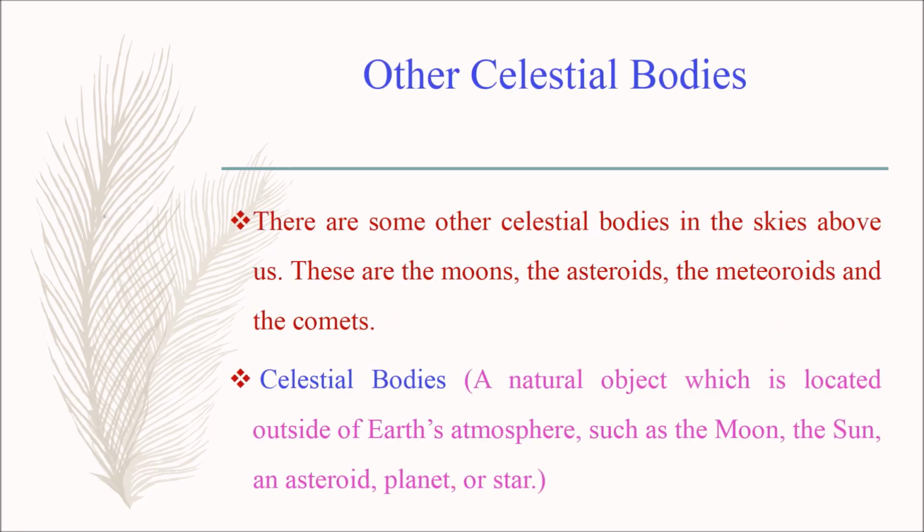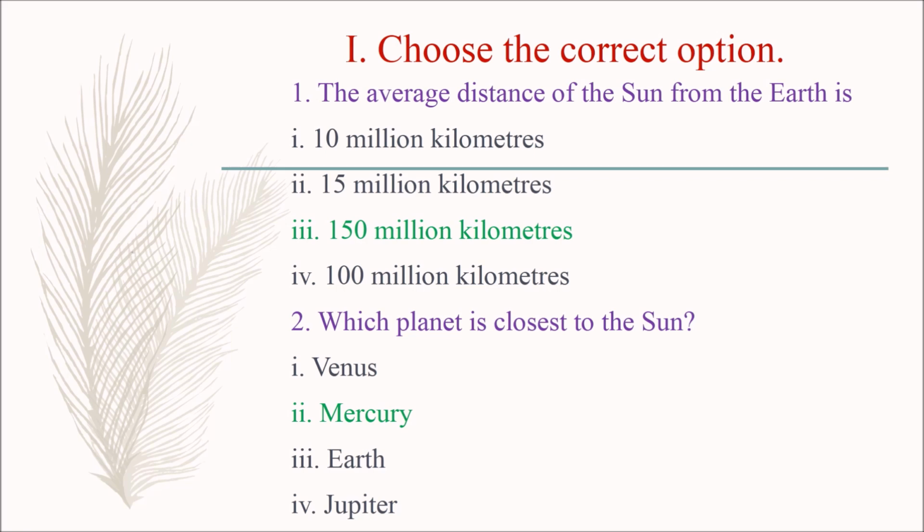Other celestial bodies. There are some other celestial bodies in the skies above us. These are the moons, the asteroids, the meteoroids and the comets. What is meant by celestial bodies? A natural object which is located outside of Earth's atmosphere, such as the moon, the sun, an asteroid, planet or star. Now we are going to revise the book back questions with answers.